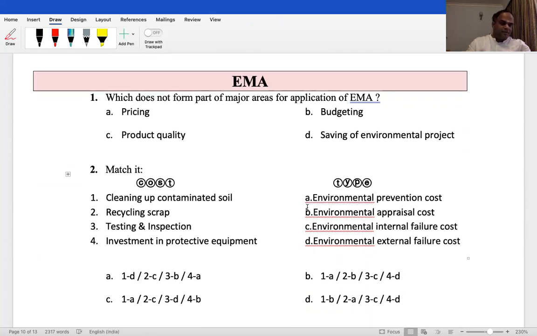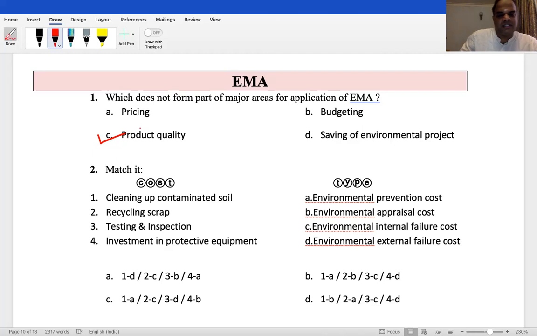Next, which of these does not form part of the major areas of application of environmental management accounting, EMA? Pricing, budgeting, product quality, saving of environmental projects. So that is not considering product quality, am I right? Other aspects only. Pricing forms part of EMA, budgeting, saving environmental projects also.